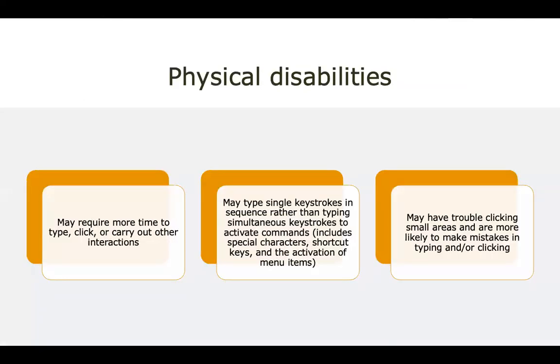Since physical disabilities most directly affect motor skills, these individuals may require more time to type, click, or carry out other interactions. They may also type single keystrokes in sequence rather than typing simultaneous keystrokes to activate commands. Finally, those with physical disabilities may have trouble clicking small areas and are more likely to make mistakes in typing and clicking.